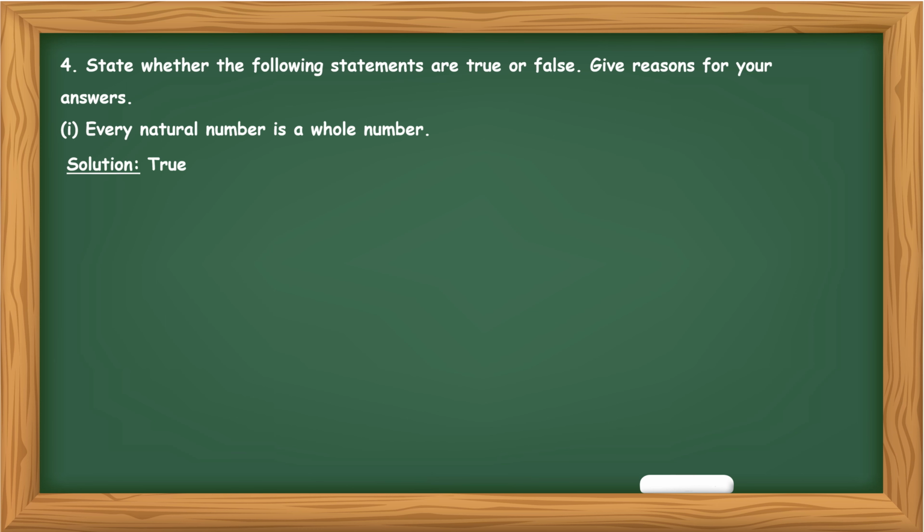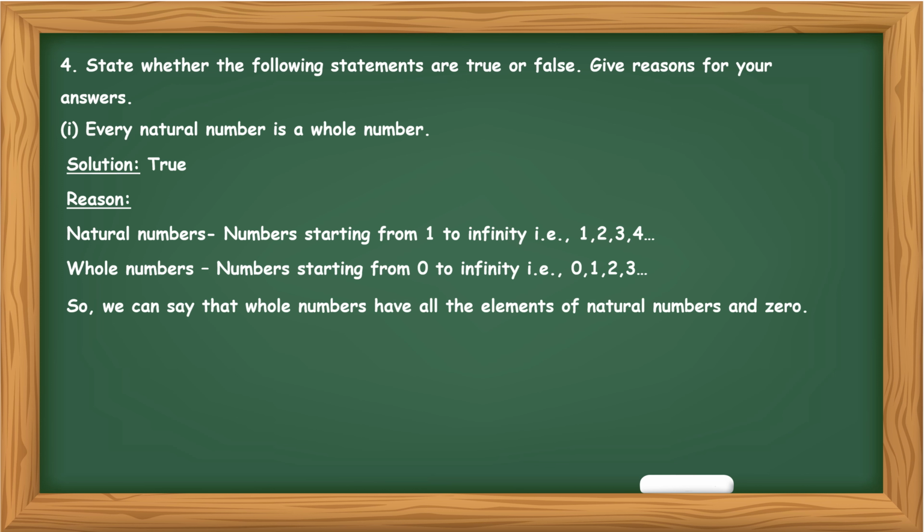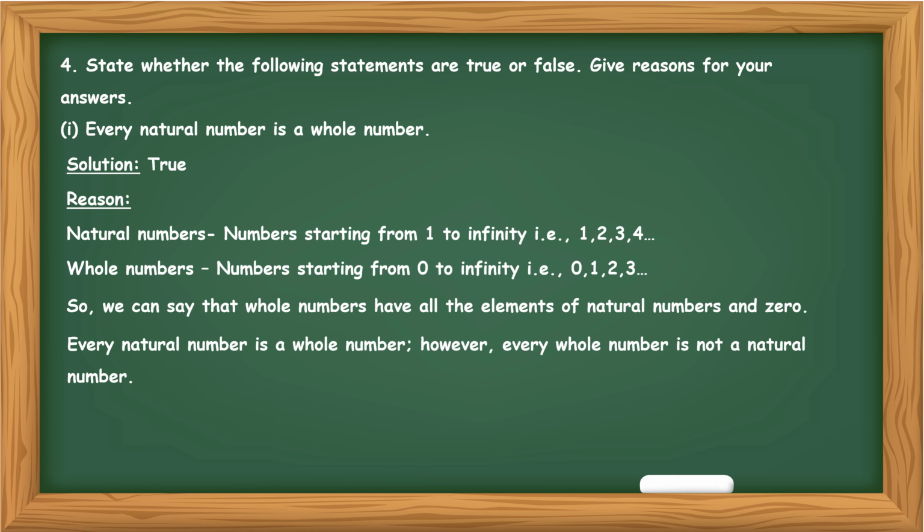The answer is true. The reason why it is true: what are natural numbers? Natural numbers are the numbers that start from 1 till infinity, that is 1, 2, 3, 4 and so on. And what are whole numbers? Whole numbers are numbers starting from 0 to infinity, that is 0, 1, 2, 3 and so on. So we can say that whole numbers have all the elements of natural numbers, but extra you have 0 also. So whole numbers mean 0 plus natural numbers. So every natural number is a whole number. But you should always remember, every whole number is not a natural number.